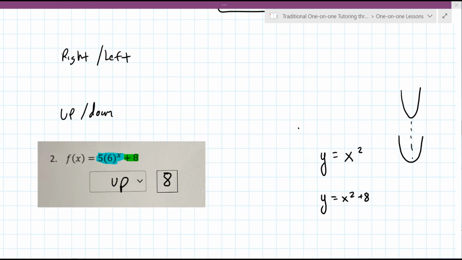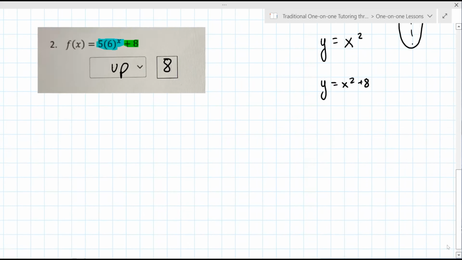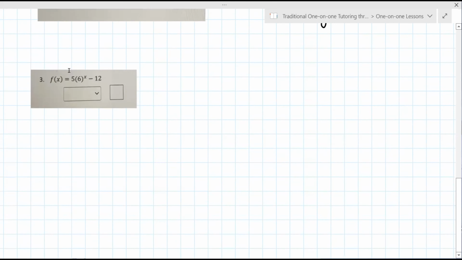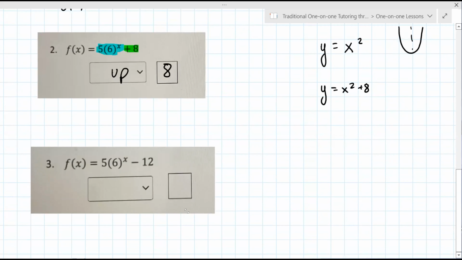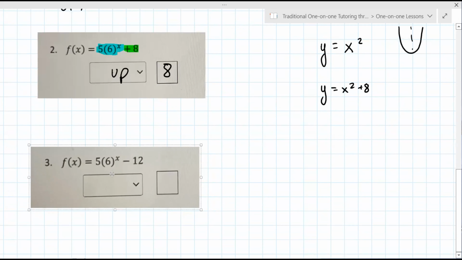And for number 3, number 3 is -12. What do you think the -12 does? It's 12 down. Yeah, 12 down.